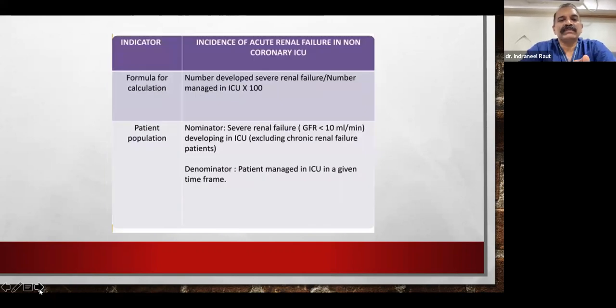So what is the formula for this? Number of patients who developed severe renal failure upon number of patients managed in the ICU into 100. Here, we will be excluding the chronic renal failure patients. You're just taking the acute renal failure.